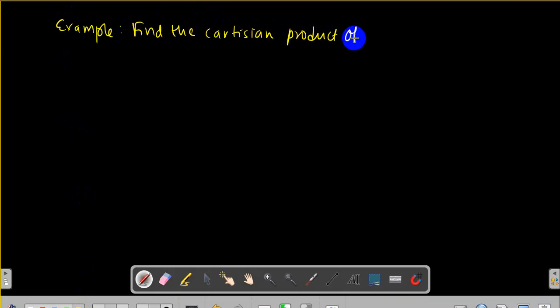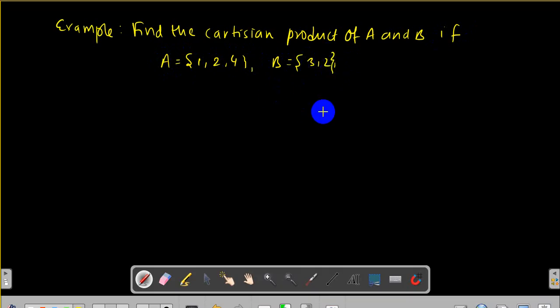Now, let us do one example. Find the Cartesian product of A and B if A equals 1, 2, 4, B equals 3, 2, 3, 2.